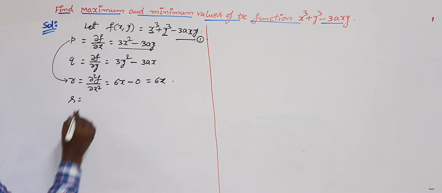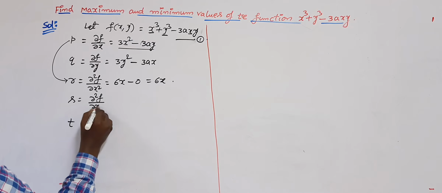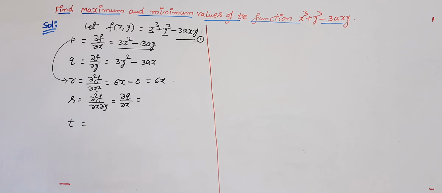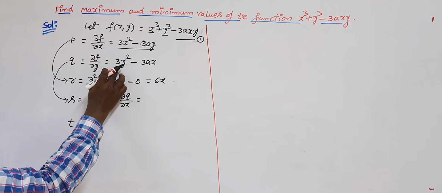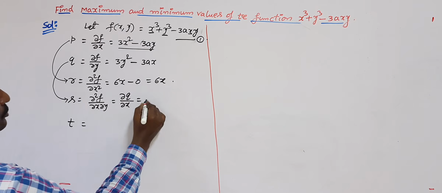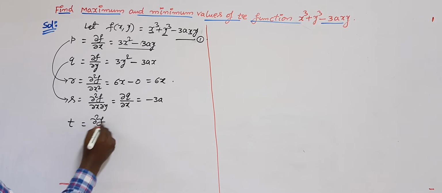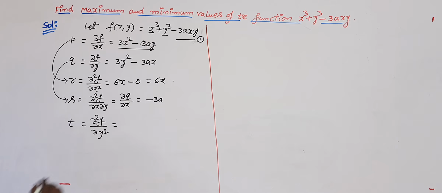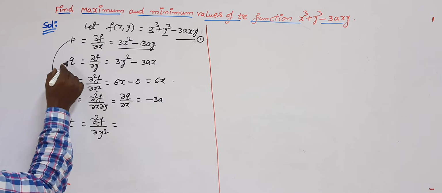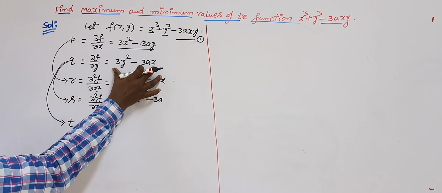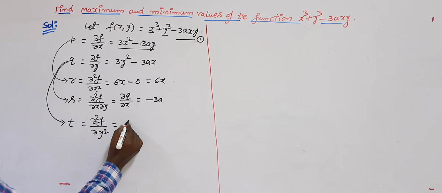Now what about s? It is dou square f by dou x dou y, nothing but dou q by dou x. So consider q and take the partial derivative with respect to x. The first term becomes 0 and the second term becomes negative 3a. The derivative of x with respect to x is 1, that is why. Now what is t? Dou square f by dou y square. Second order partial derivative of f with respect to y. Already the first order partial derivative is there in q. It would be 3y square minus 3ax. We have to take another partial derivative of this term with respect to y. It would be 6y only.